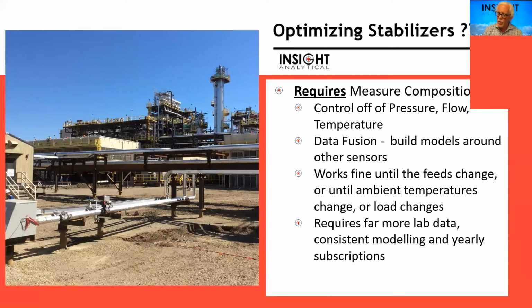There are people out there that say, "Oh, you don't have to do the measurement. There's enough process data already. You've got pressure transmitters and flow transmitters and densitometers, and we can do some data fusion kind of thing and build you a model which is going to tell you what the operating set point should be." And all of that works as long as you're doing labs every day constantly, because as soon as feeds or ambient temperatures or plant load changes, those models tend to fall apart. It requires far more lab data and consistent modeling and yearly subscriptions to software development rather than just putting in what you really need, which is to measure the composition. And we've proven this works across multiple facilities.